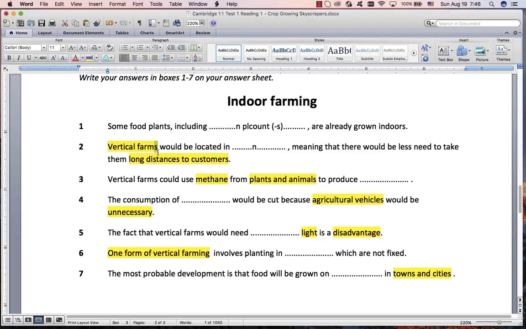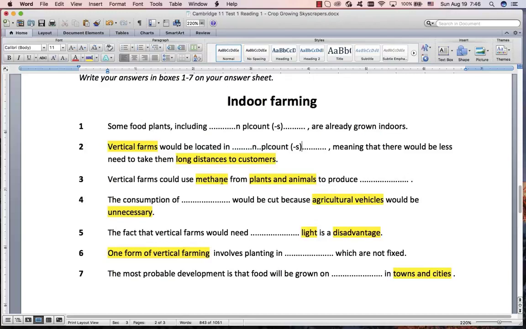The farms can't be located in an uncountable place. The farms must be located in a plural noun. So again, we're looking for a plural countable noun, and that means it will end in S.